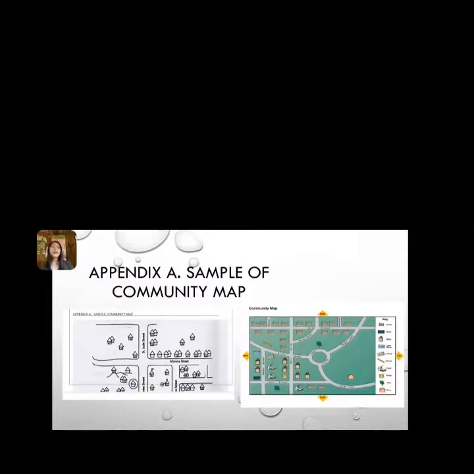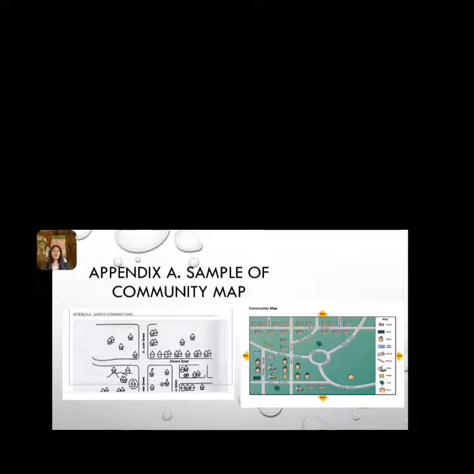Appendices A, sample of community map. So community map, sometimes called asset mapping, is all about involving residents in identifying the assets of their neighborhood, looking at opportunities and creating a picture of what it's like to live there.